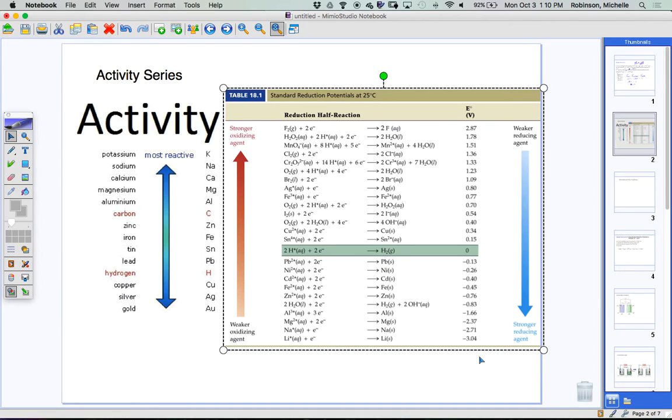So we don't need an activity series anymore. And when we did single displacement reactions, when we said that they reacted, we meant that they reacted spontaneously. What does spontaneously mean?